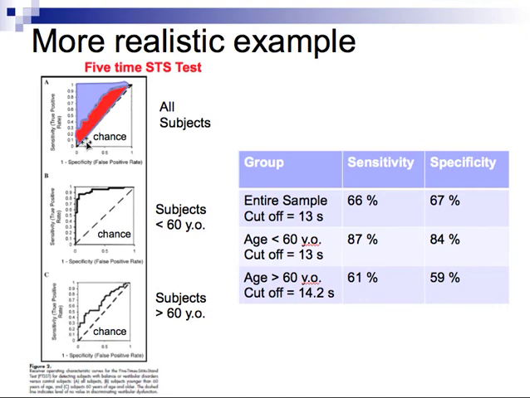So we can see first that here's our ROC curve. We have 1 minus specificity on the X and sensitivity on the Y. And the line for chance agreement here is drawn in the middle.